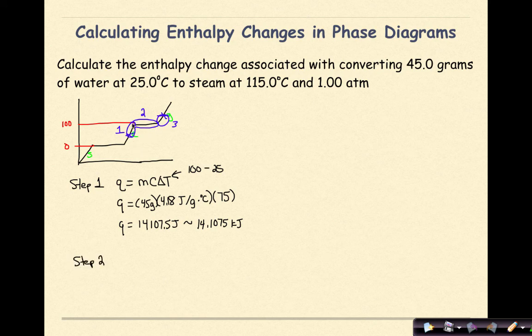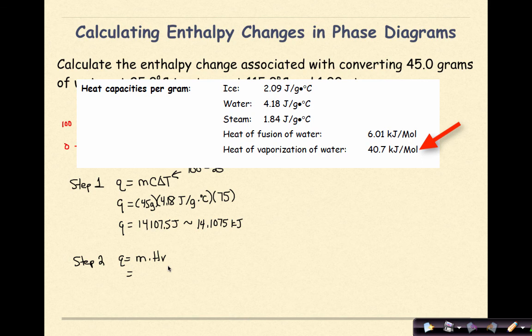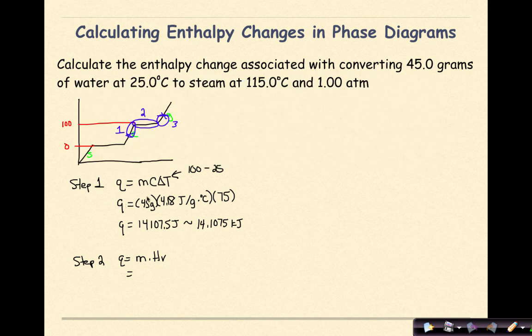For step 2, that's a phase change. And this particular phase change involves the heat of vaporization. So I'm going to use the formula Q equals mHv. Now I have to be really careful here because if you look at the information that they gave you, the heat of vaporization that they gave us is in kilojoules per mole. So because my heat of vaporization constant is in moles, I need to take this 45 grams and convert it into moles before I can plug it into my formula.